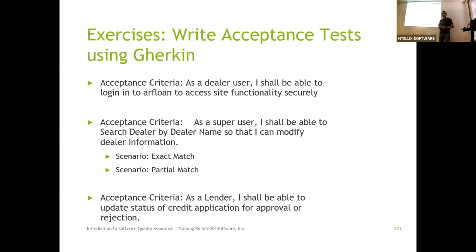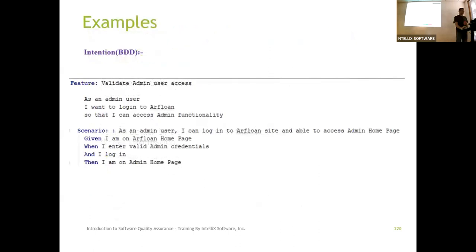Do we have to write for all these three or just one? All three. You get 20 minutes. Do you want to go to the previous page before this one? This page is there in your binder.